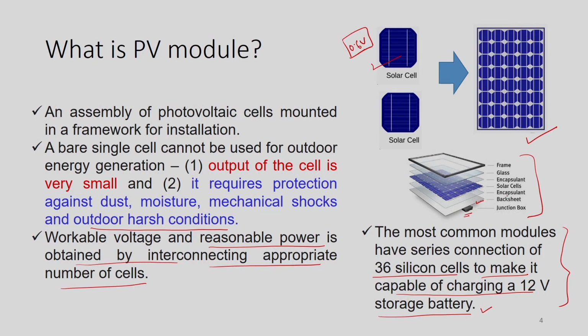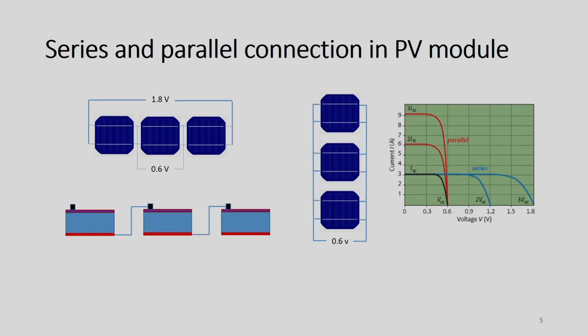And then on the top of it we will have encapsulant, and then solar cells are placed, and again at the top of the solar cells we will have encapsulant, then glass, then a frame. You see, different layers are composed of a module, right. Now, let us see how these modules are connected in series and parallel.